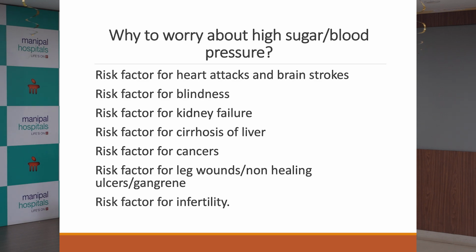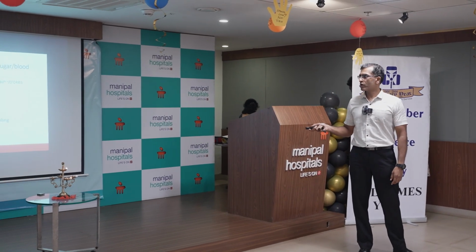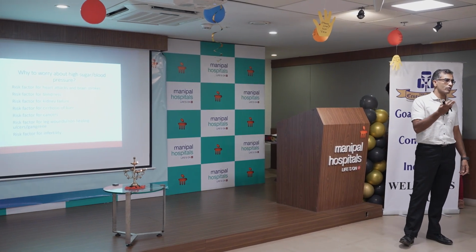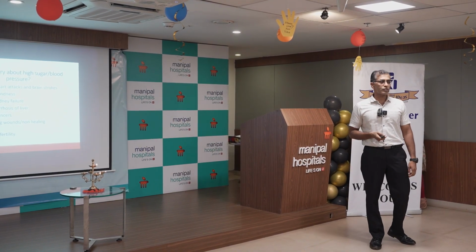And risk factor for infertility. This is for younger people. Now we see diabetes even at the age of 20-25, so this point is very important for them. PCOD, you must have heard, polycystic ovarian disease. Diabetes is one of the risk factors for that.